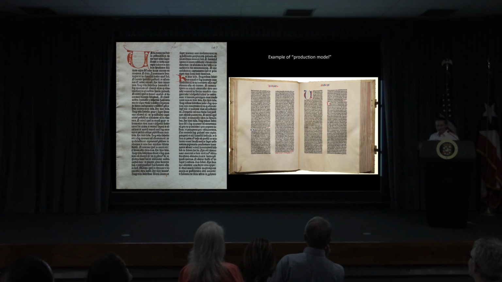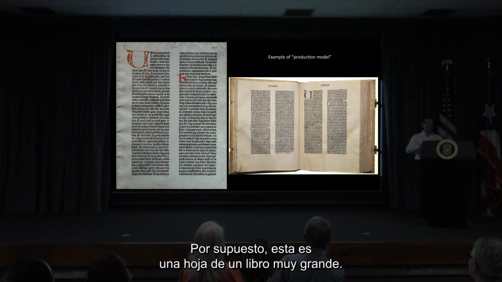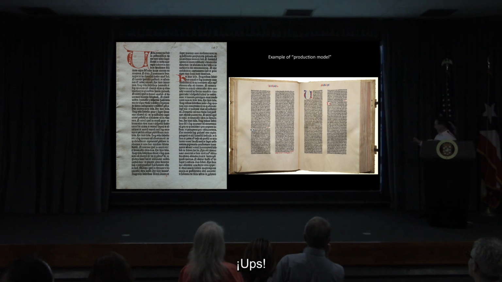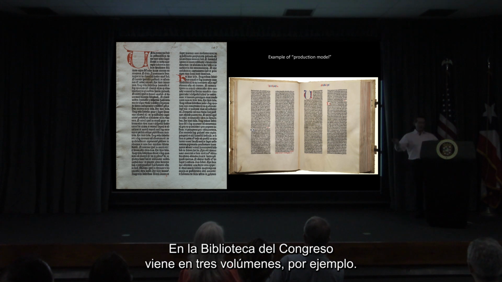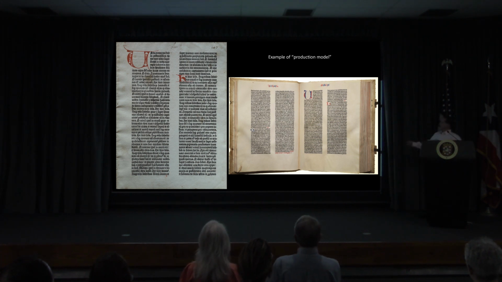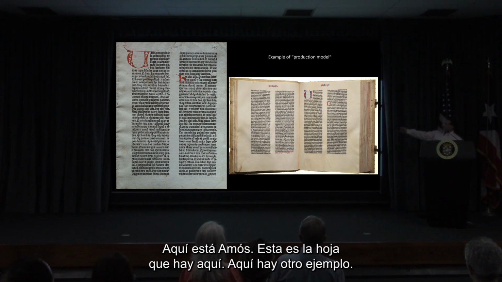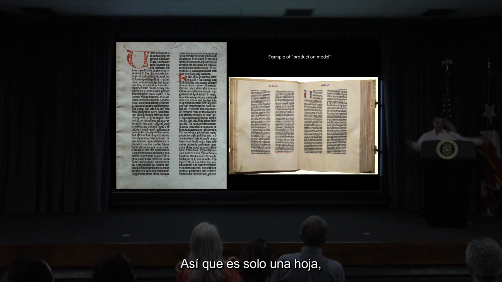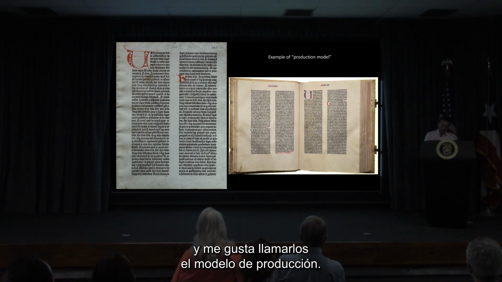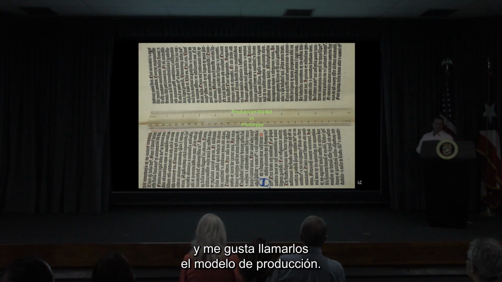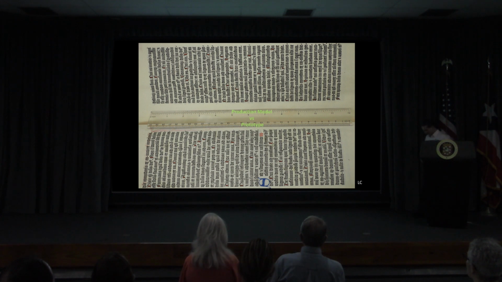In fact, of course, this is a leaf from a really big book. At the Library of Congress it comes in 3 volumes, for instance. And here is another example. So it's just one leaf. And I like to call them the production model.